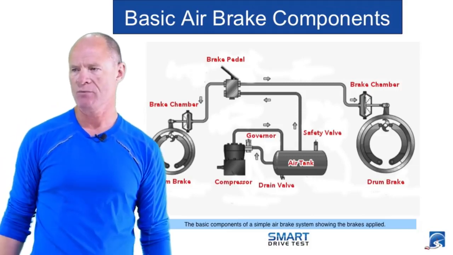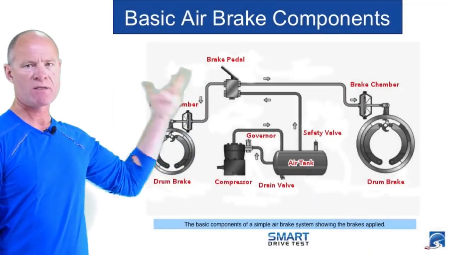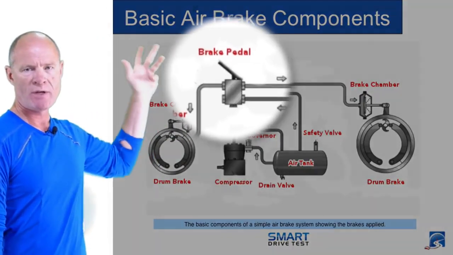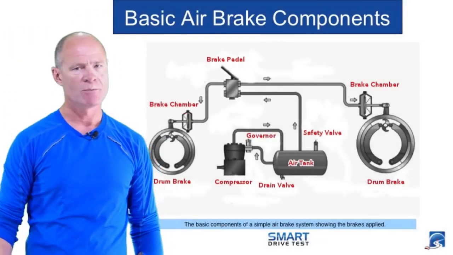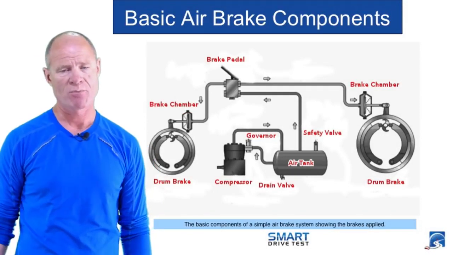Also on the system we can see that we need air lines. The air lines harness and direct the air pressure into the system. As well, we have a brake pedal. You can see the brake pedal here. Just push down on it, it's essentially a valve. Brakes on, brakes off. It's for the service brakes.